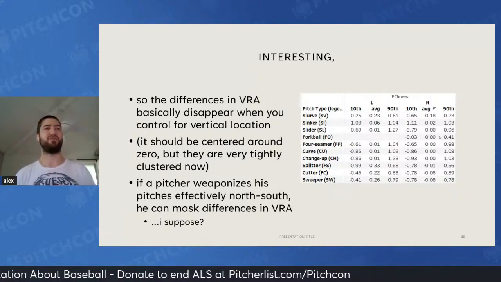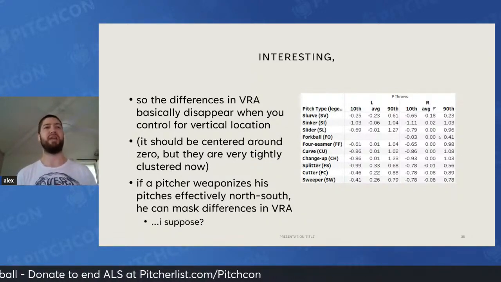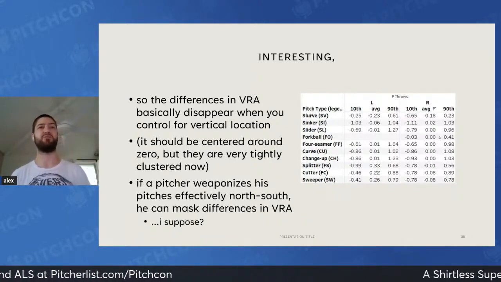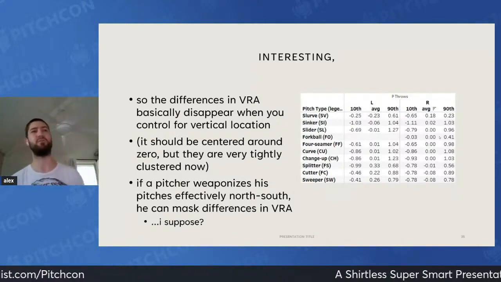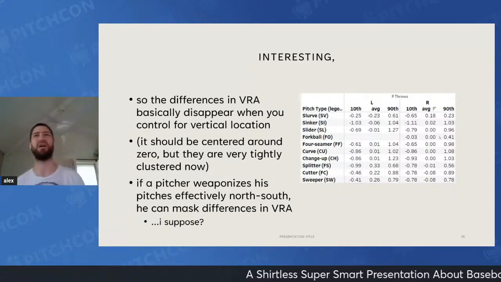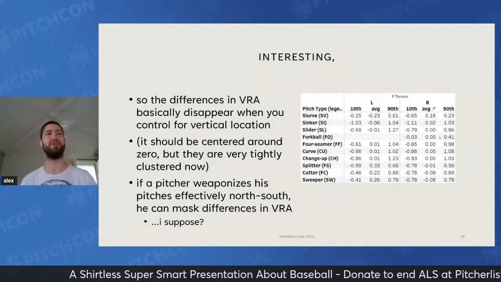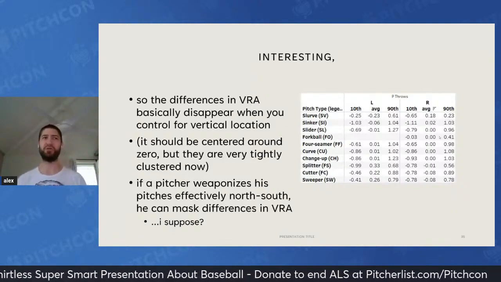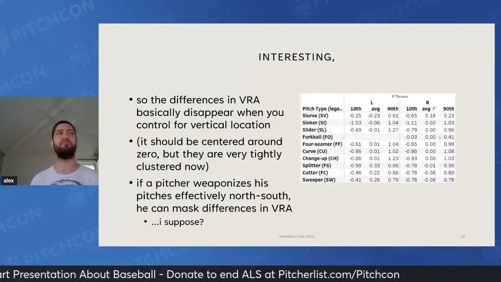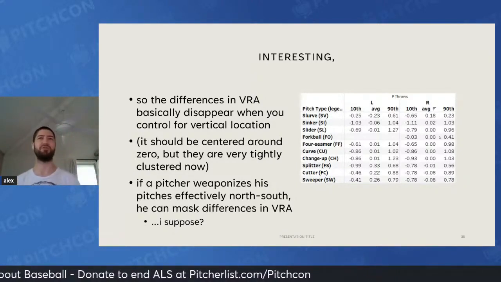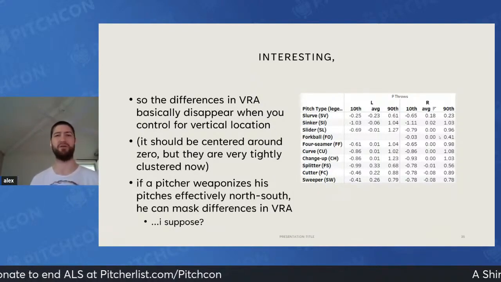I do think it's really interesting. There's a lot more variance among the average release angles for lefties than there is righties. When you're looking at splitters, cutters, sweepers, that might be just a sample issue. Like, I don't know how many lefties are throwing splitters. But there should be plenty throwing sweepers and cutters. So it does beg the question, although I don't know what question it begs. That's just a thing people say when a question is begged.